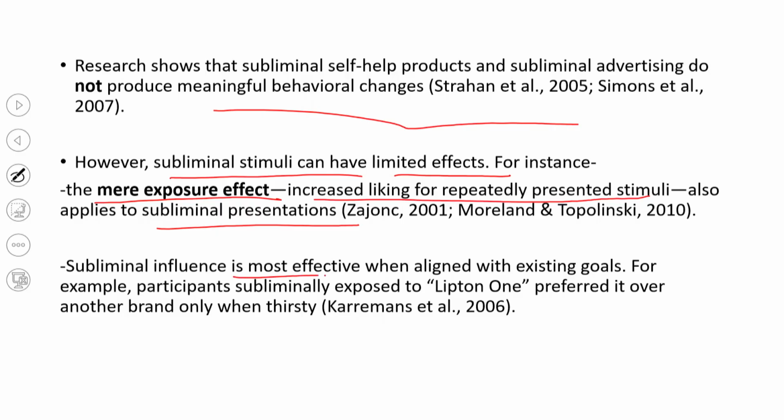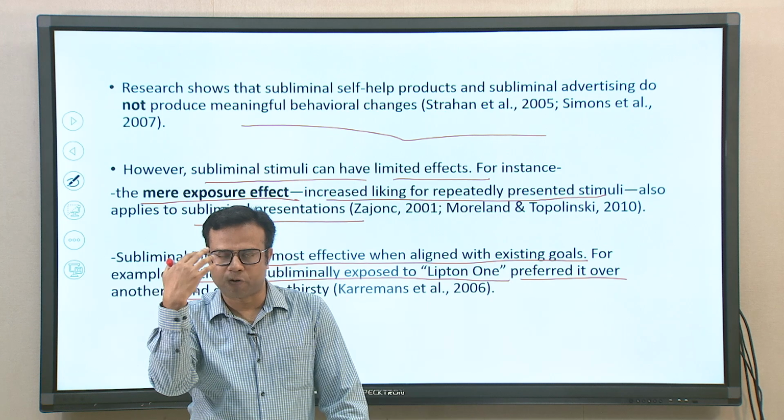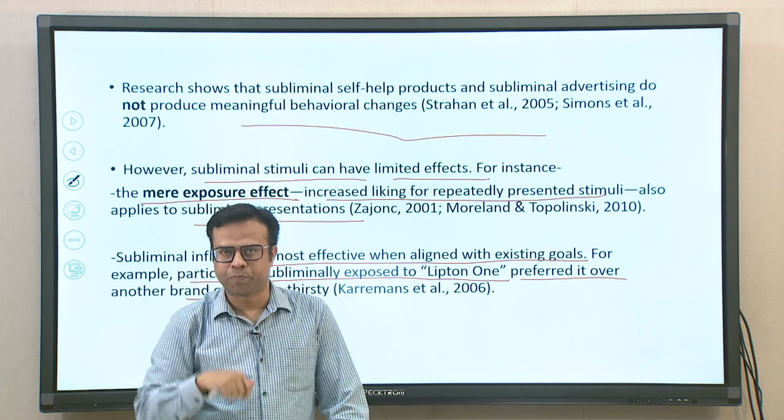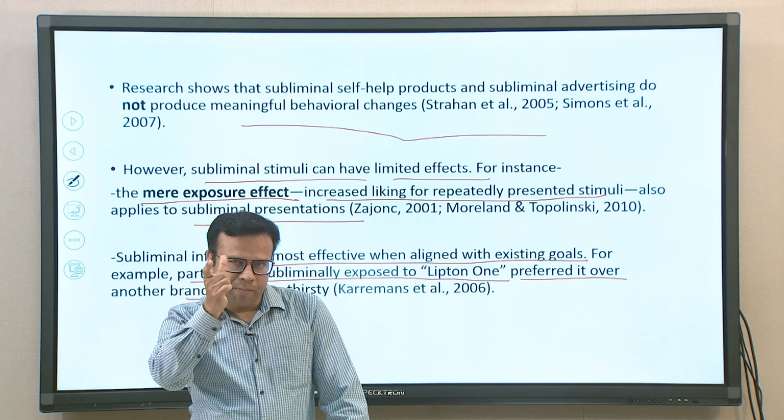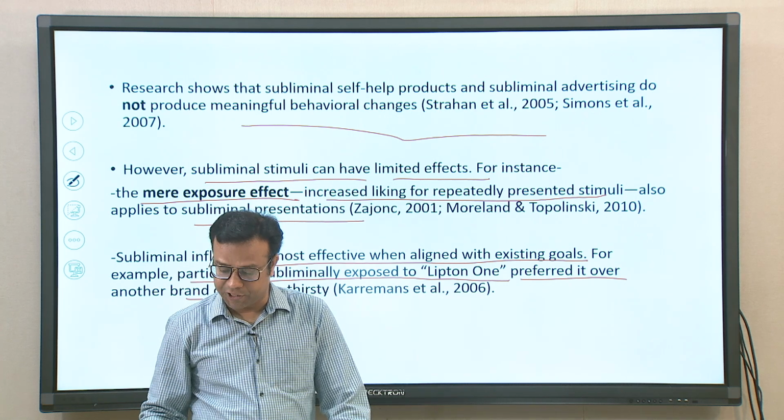Subliminal influence is most effective when aligned with existing goals. For example, participants subliminally exposed to Lipton Ice preferred it over other brands. Lipton is a brand of tea and drinks. When this brand was presented again and again subliminally, participants actually preferred it over other brands, even though they were not consciously detecting those presentations. So, some liking may be influenced by such presentation.